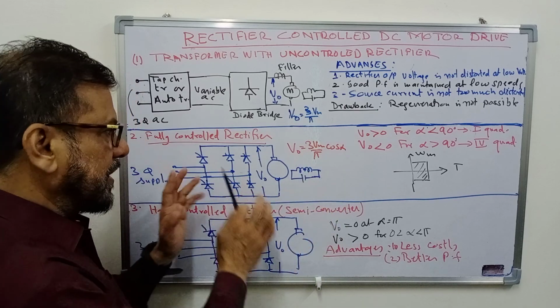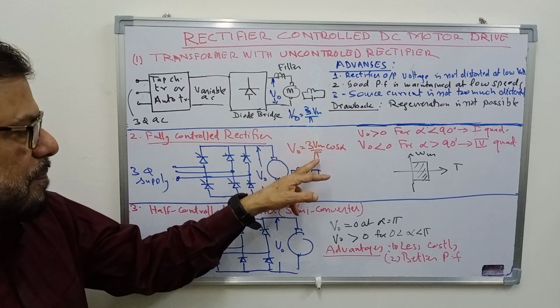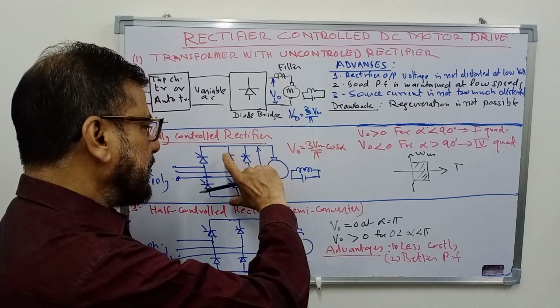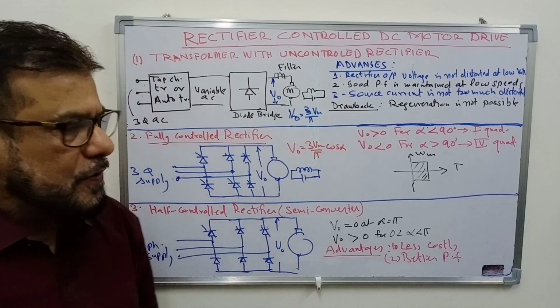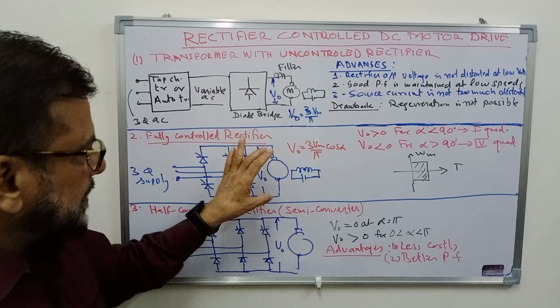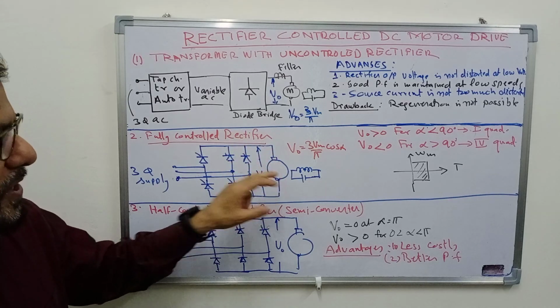So for this particular case, output voltage will be 3 Vm by pi cos alpha. As we vary alpha, the average output voltage of the rectifier will change, and as the output voltage changes, the speed of the motor will also change.